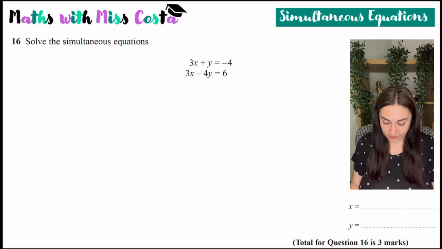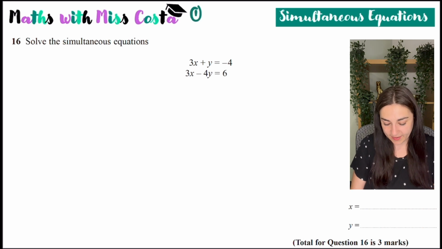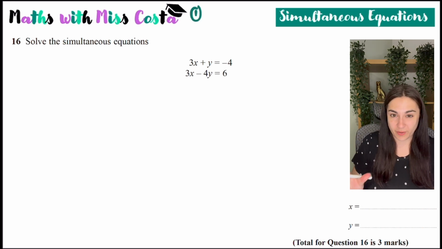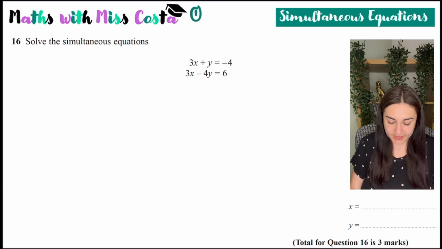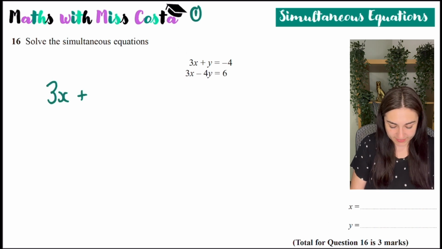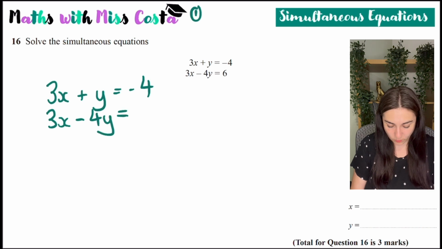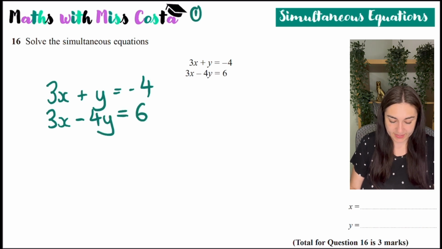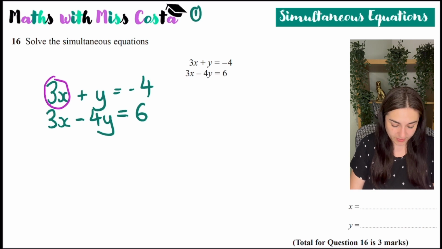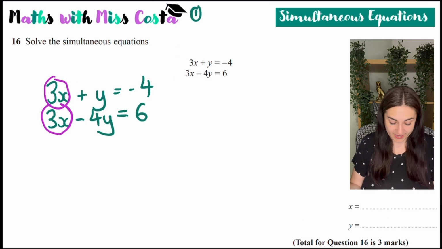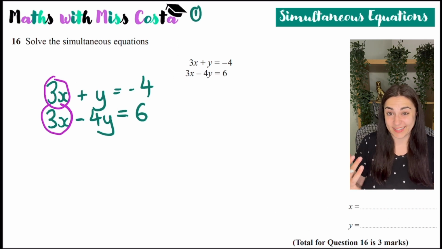Next, I've got simultaneous equations. So the key thing with simultaneous equations is step 1, ensure that one of your variables are equal. So over here, if I rewrite this, 3x plus y equals -4, and 3x minus 4y equals 6. So nicely, this is a nice one. Over here, my variable of x has the same value. So that's nice because sometimes you have to actually multiply your equations in order to get that.